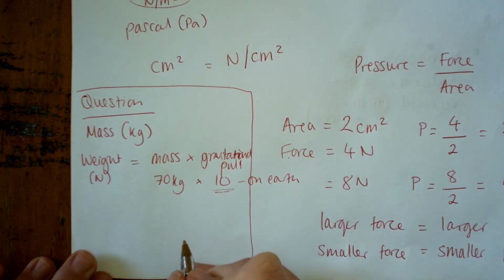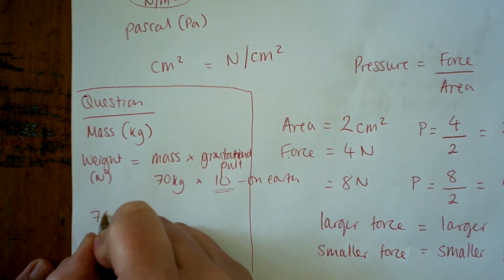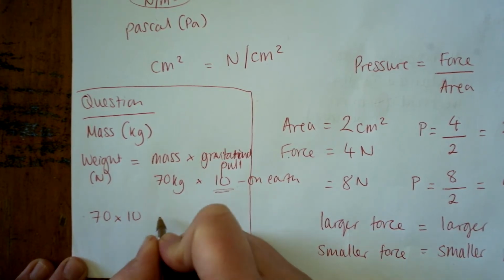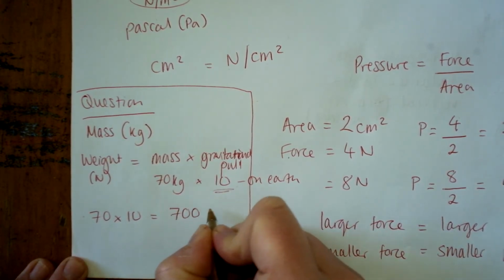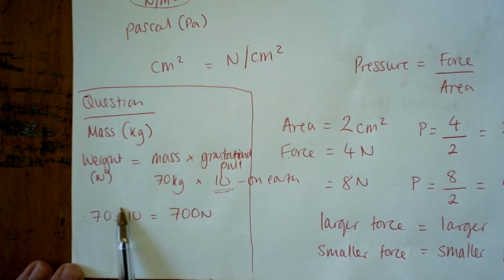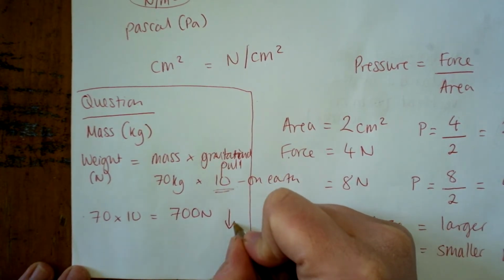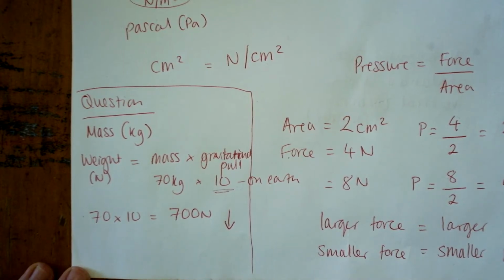Okay, so we have got then their weight is 70 times by 10, which hopefully we can do. Their weight becomes 700 newtons. Okay, so we've got the first part needed. If we've got 700 newtons, that is their weight. That is going to be the force downwards onto the ground.